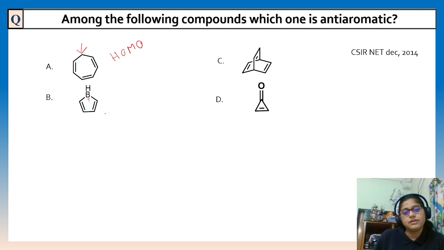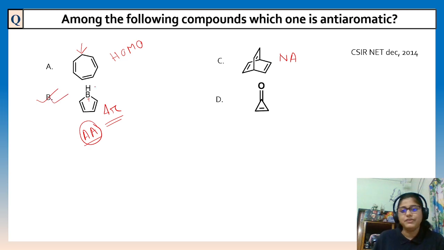Here positive charge is there, 4 pi. We have found that, right? Here it is not planar, so the whole conjugation is actually not here, so it will be non-aromatic. It is not a fully conjugated system. It is quasi-aromatic. We have to find out the anti-aromatic. 4 pi, obviously it is anti-aromatic. I was actually trying to explain all the options. That's why I was a bit late. But yes, you will understand that we have found out the answer, right? B will be the answer.